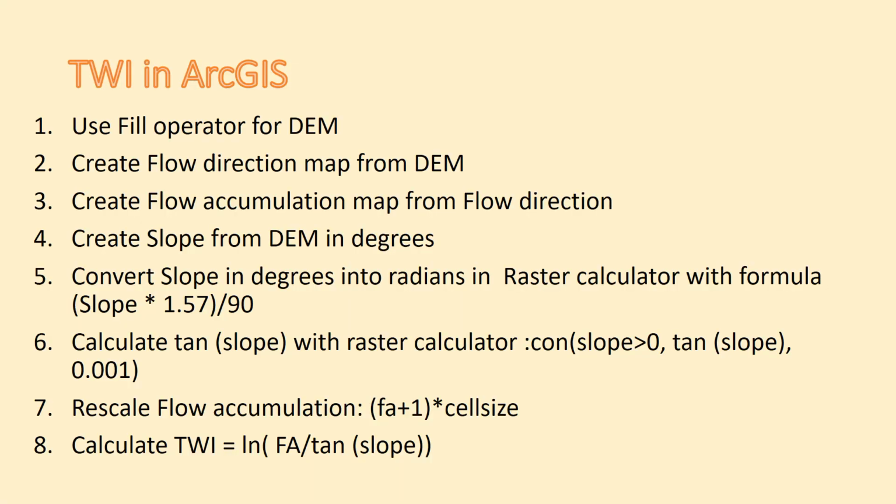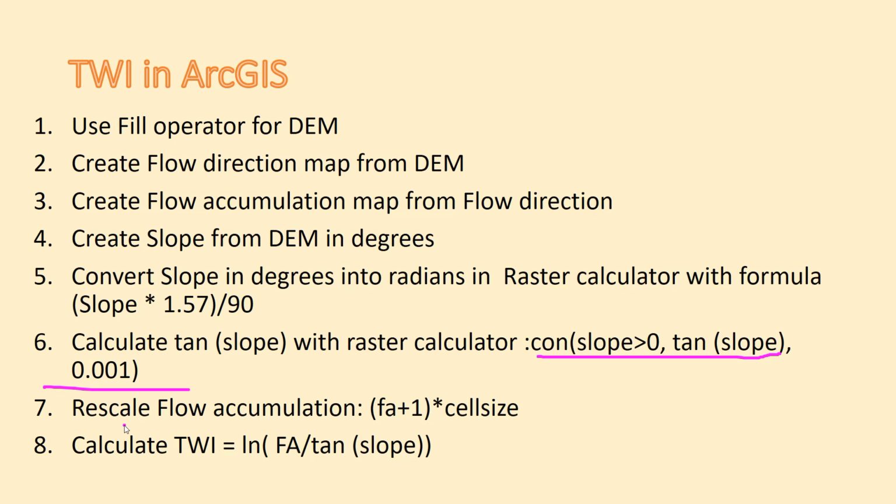So these are the steps in order to create topographic wetness index in ArcGIS. First we already created the digital elevation model. Then we will create flow direction, and from flow direction we will create flow accumulation. Then we already created a slope in degrees, but then we should convert it into radians using this formula. Then calculate the tangent of the slope with the raster calculator, so with this.